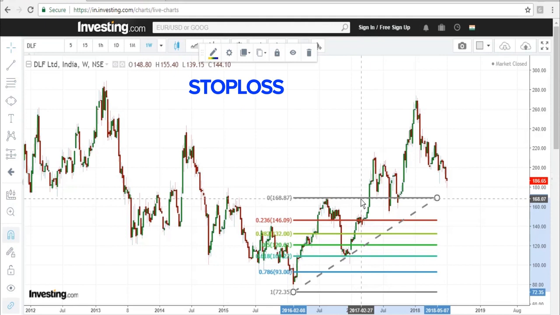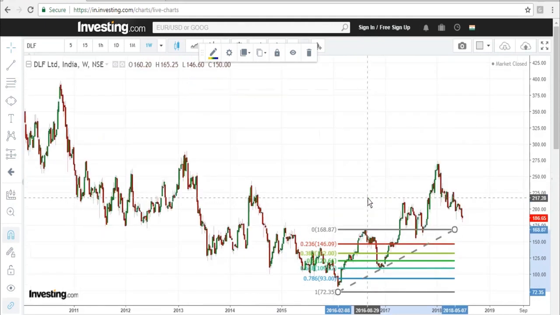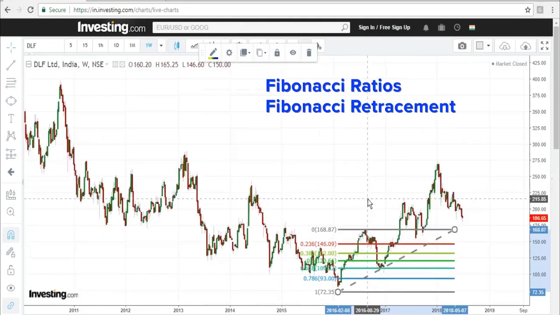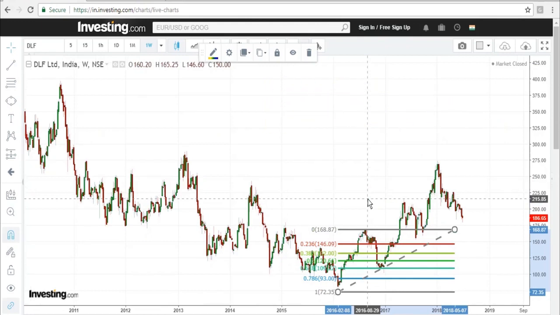So this is all about the Fibonacci ratios, the Fibonacci retracement, the Fibonacci extensions and projections that we had to discuss. In the course, we will find some written materials about various other Fibonacci tools. These three are most important, and we have completed them.